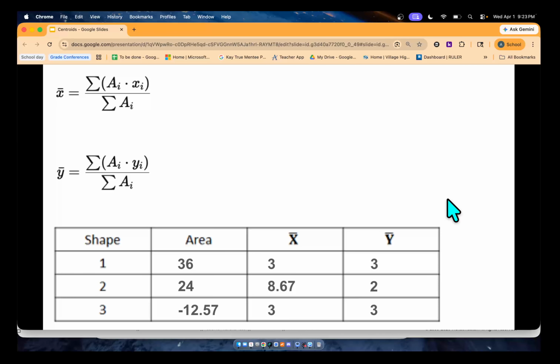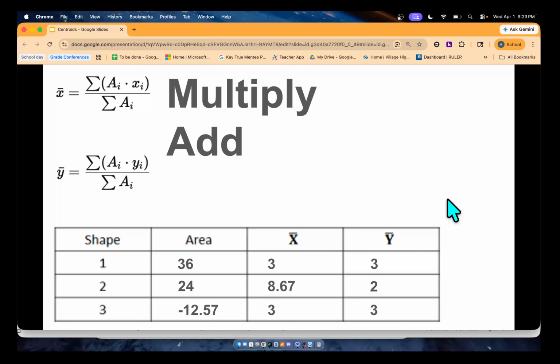There's 3 things you're going to be doing. You are going to multiply. You are then going to add, and then you're going to divide. So we're going to start with the x centroid first. This symbol is sigma. This represents adding everything inside the parentheses. So we are adding a of I times x of I. Now the I represents the number that you're associating with. So a of I times x of I means the sum of a of 1 times x of 1 plus a of 2 times x of 2 plus a of 3 times x of 3. That is your sigma a of I times x of I.